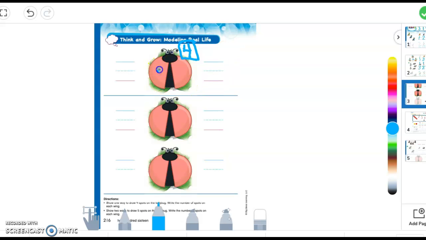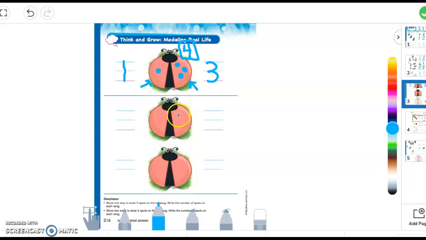What if I put 1 dot here? How many dots could I put on this side? 1, 2, 3, 4. So how many dots are over here? 1. How many dots are on this side? 1, 2, 3. 3. So 1 and 3 is 4.